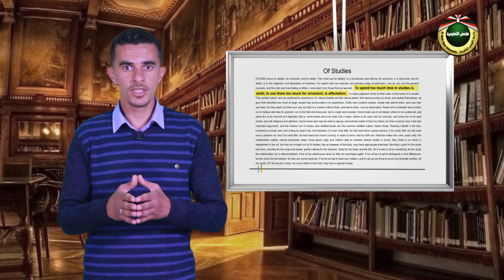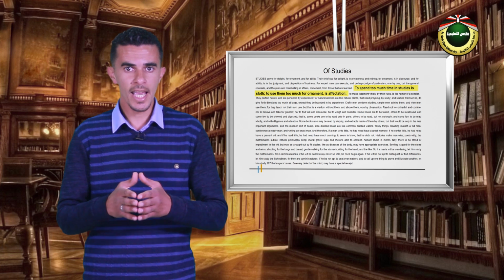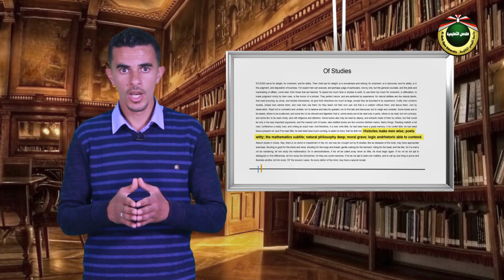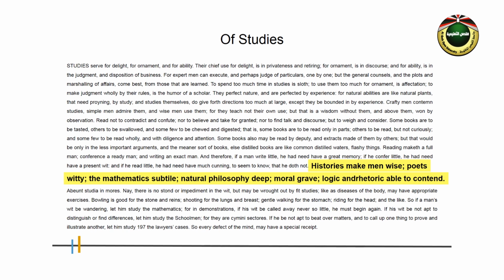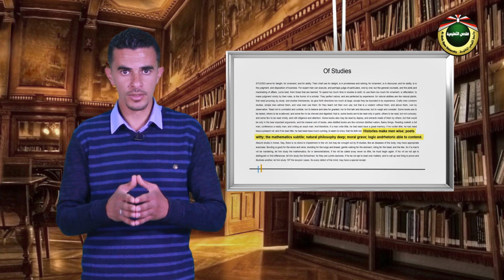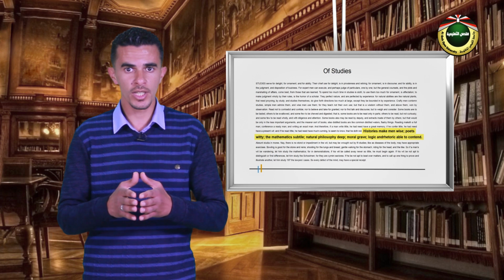Then, Bacon states the functions of certain subjects of books. He says, histories make men wise, poets witty, the mathematics subtle, natural philosophy deep, moral grave, logic and rhetoric able to contend. So, depending on Bacon's statement, books affect the behavior of the reader according to the subject he reads.